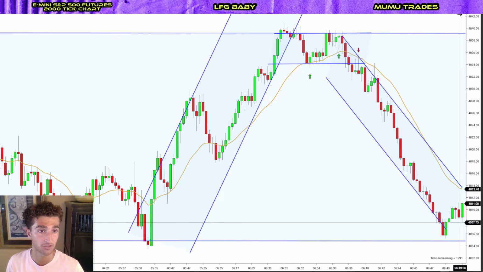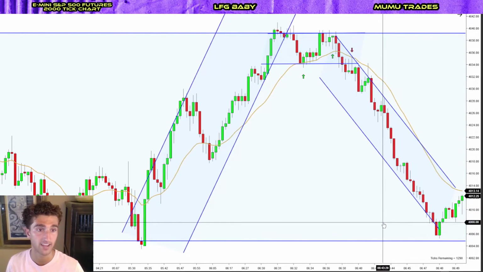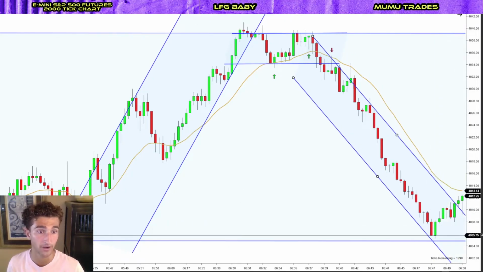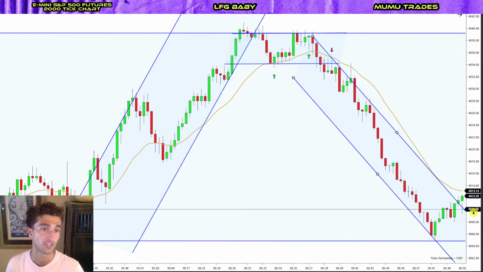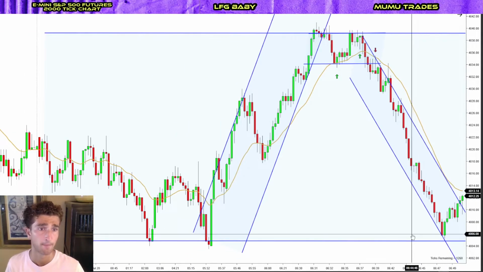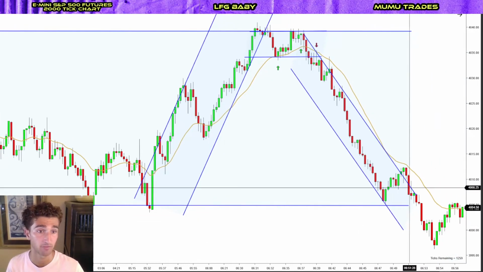And there's a first entry short right there, followed by a second entry short, but obviously this bar is not bearish, so we do not want to take any short, and that should be pretty self-explanatory. But we did end up testing these lows once again and even pushing lower.